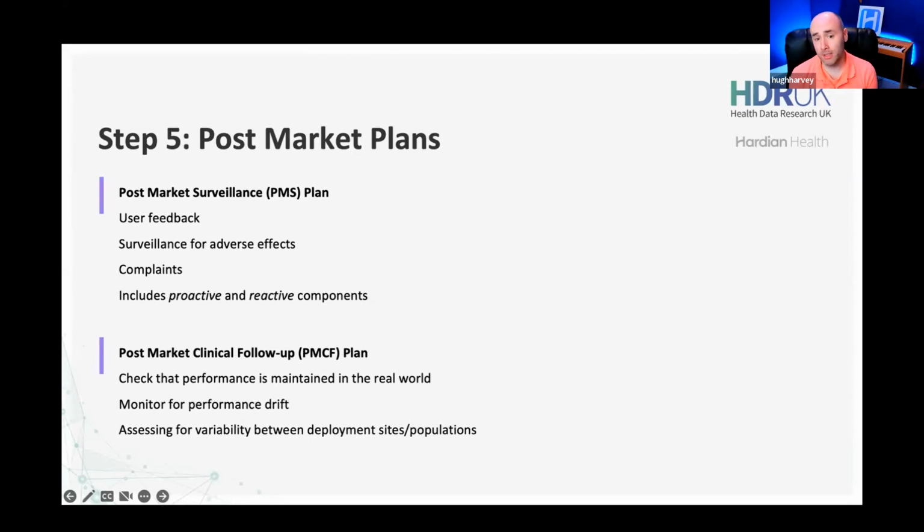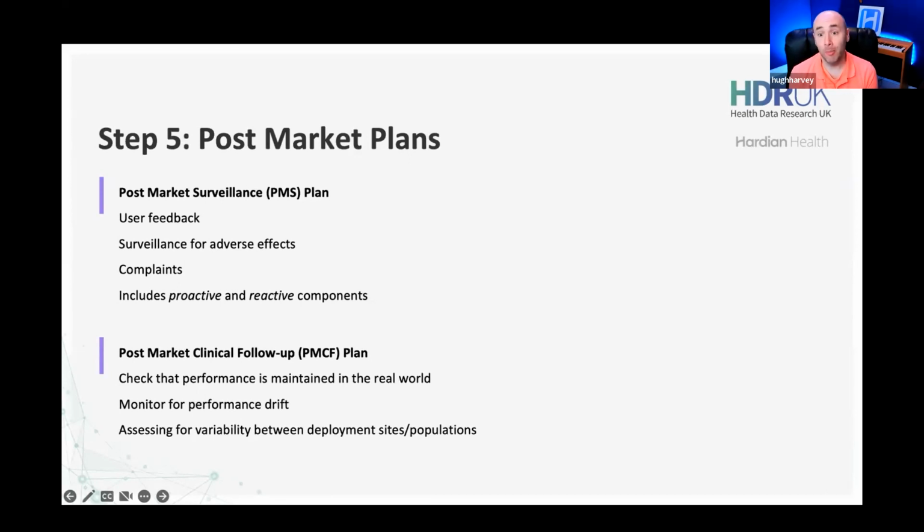So proactive means you have to set up and demonstrate to regulators that you have a system in place, that you have validated, that you can receive these complaints, you can monitor, and you are monitoring for adverse events. And then reactive is you have to have standard operating procedures documented for how you will respond to these reports. So that's the post-market surveillance.